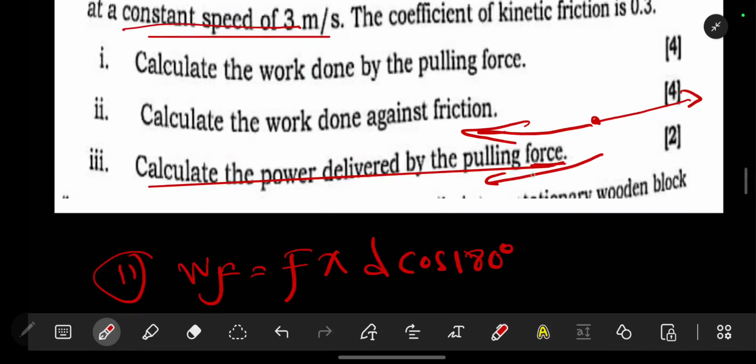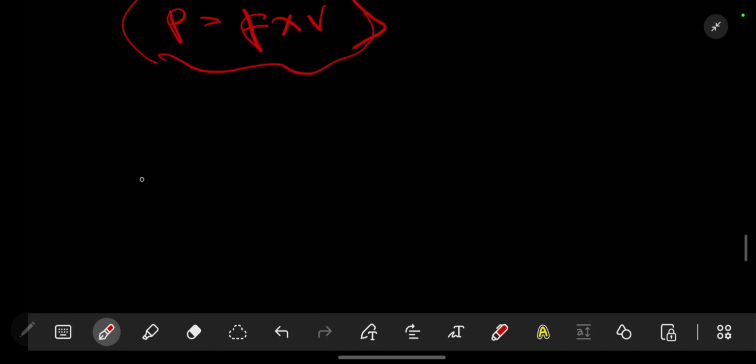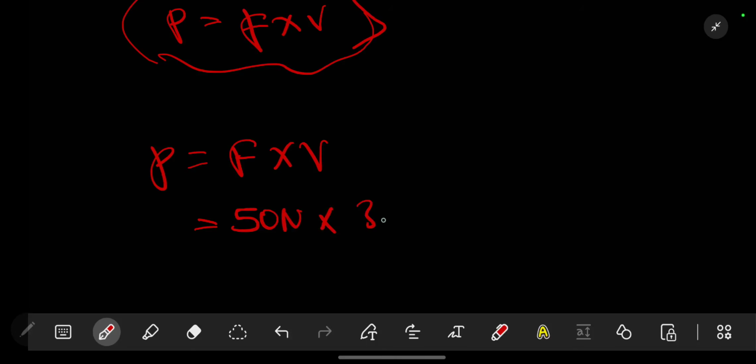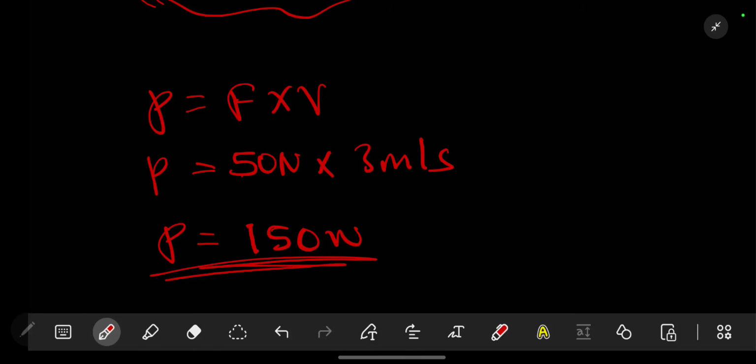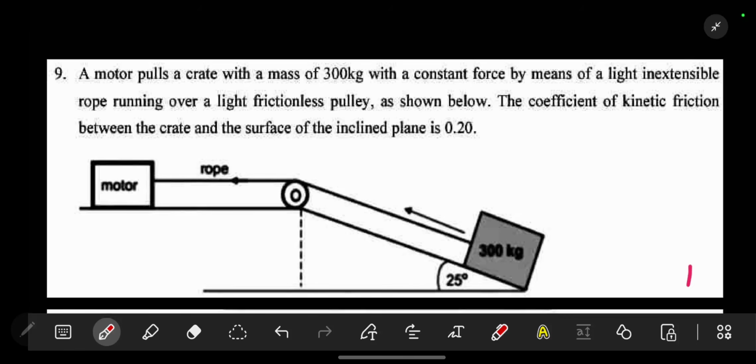So for the power delivered by the 50 Newton force, power is equal to force times velocity. The force delivered by the pulling force is 50 newtons times the velocity, which is 3 meters per second. We know that the unit of power is watts, so 50 by 3 gives 150 watts. So this is the power for that one. Let's look at our next question.